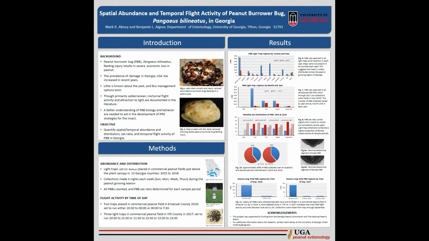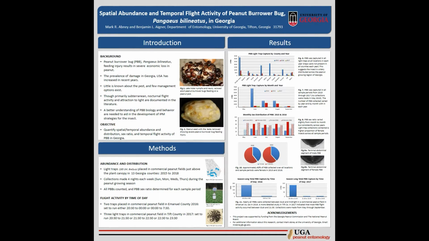There's a lot about this insect we don't know, and not only is there a lot about it we don't know, but there are very few management options for growers to deal with this insect. And I don't think it's at all a stretch to say that if we understood the insect's biology and behavior better, it would help us as we work to develop integrated pest management strategies for this pest.